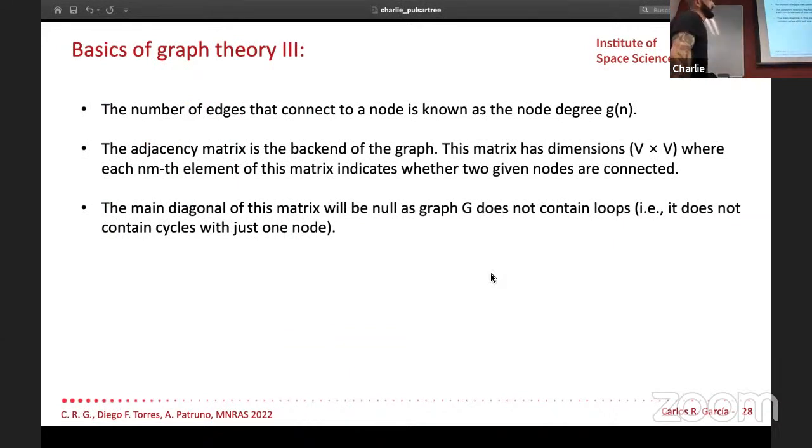A couple more things about this. This is not really interesting for this project, but if you read something about graph theory, it's important to know that the degree of a node is the number of edges that one node has connected to itself, because this is a score that graph theory uses a lot. But also the adjacency matrix, because it's a way to reproduce mathematically the things you see when you plot a graph. So it's like the back end of the graph.